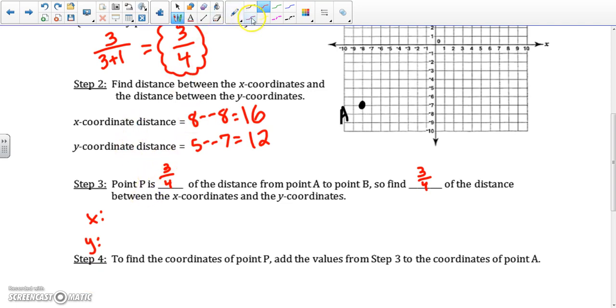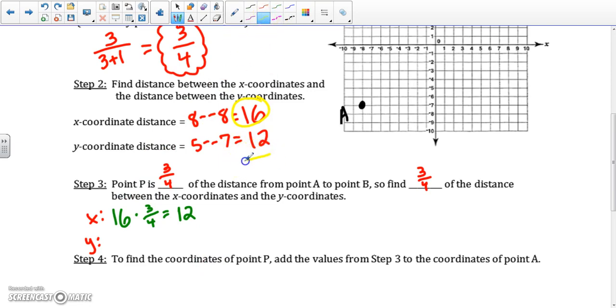So we know our x distance was 16. We got that from right there. So our x distance, the total mile marker, the total bill is 16. And we just want to find 3/4 of that. All right, 3/4 of 16. So basically we can divide 16 by 4, which is 4, and then multiply it by 3. Or you can do your calculator. That's fine. 3/4 of 16 is 12.